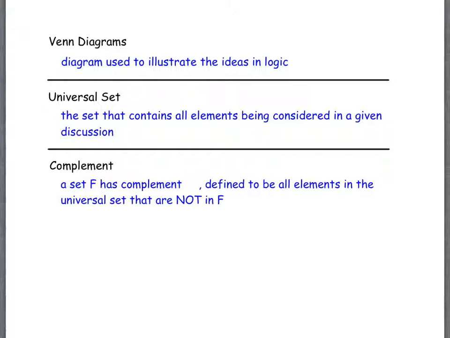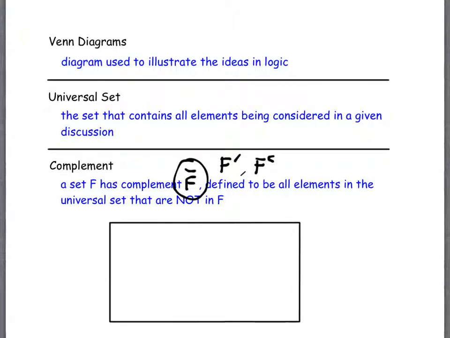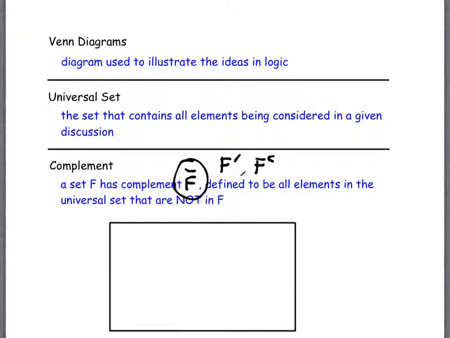And the notation is a little different than in the contemporary math book. The notation looks like F with a bar on top. In contemporary math, that notation looked like a prime. They're interchangeable notation. There's actually a third notation, too, that looks like an F with an exponent of C for F complement. But your book is using this notation right here. And this is actually just defined to be all elements in the universal set that are not in F. So I'm going to draw a picture of what a Venn diagram looks like. And it looks like a rectangle with circle or circles inside.